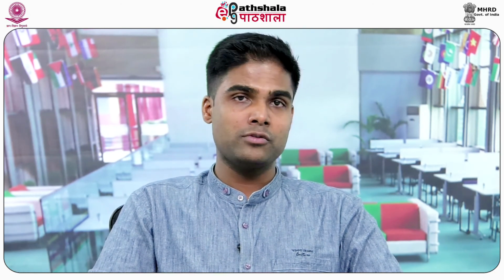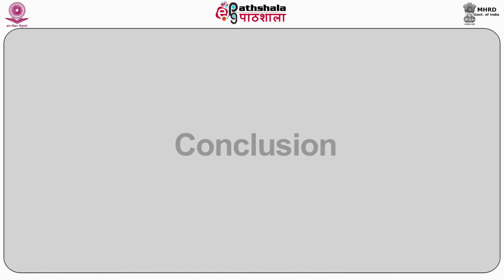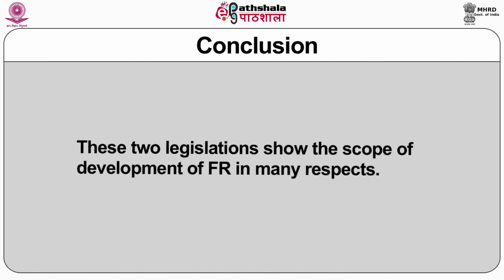Thus, this declaration, which is just a declaration, emphasized the farmers' rights over the rights of the persons who seek access to their biological resources. After discussing the Thammasat Declaration as the third instrument we could learn from for our Indian legislation to be improved, we can conclude by saying that these legislations show the scope of development in farmers' rights in many respects.